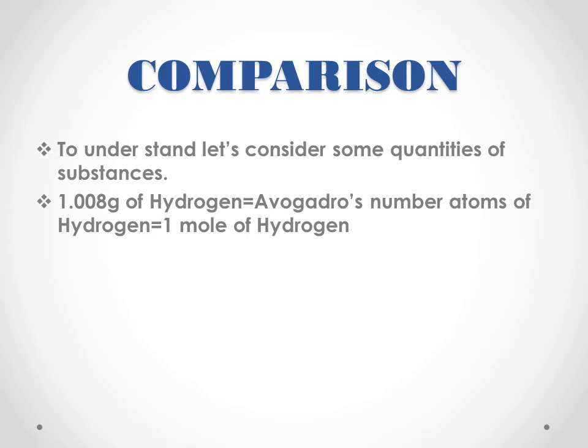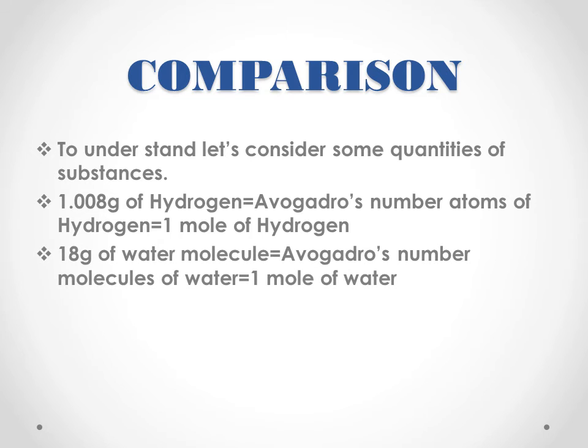Now you see the comparison: 1.008 grams of hydrogen is equal to Avogadro's number. Because it is an element, we express the Avogadro's number unit in atoms of hydrogen, and that Avogadro's number of atoms of hydrogen is equal to 1 mole of hydrogen.